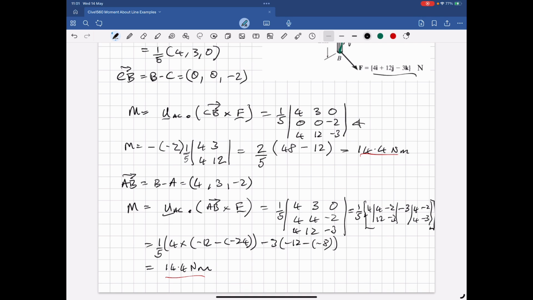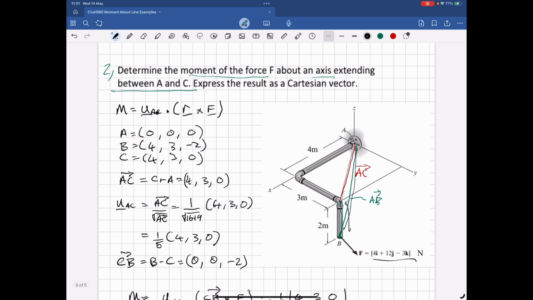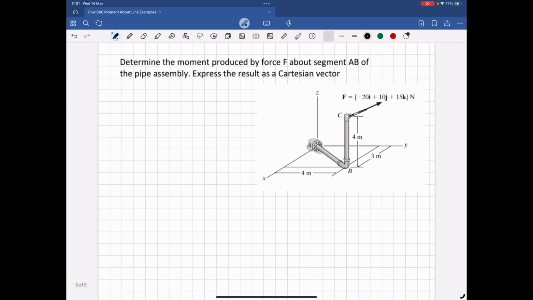Okay. Let's look at one more question. So here we go. We'll take question 3 here. Determine the moment produced by the force F about the segment of the pipe assembly AB, segment AB. It's just line AB in my terminology of lines, so we're going to use that vector.